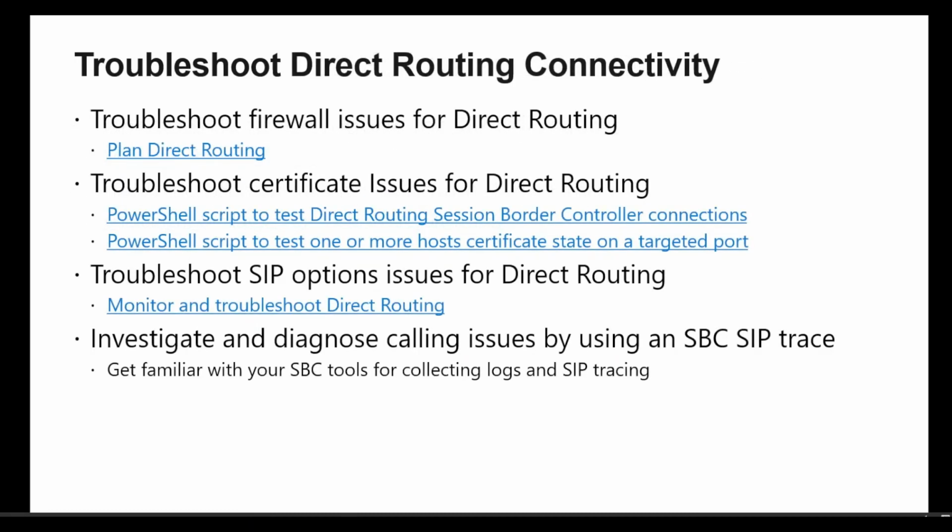Next, we have troubleshoot direct routing connectivity. I believe this is our last section, so we are nearly done. Here we go. Troubleshoot firewall issues for direct routing.